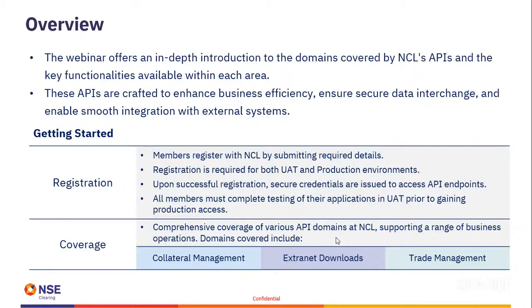In terms of the coverage, NCL has exposed APIs in different streams, wherein there is collateral management, trade management, and external downloads. These are the three streams wherein we have exposed APIs, and we'll touch upon the different kinds of APIs for each stream. Currently these are the streams on offer, and going forward we may come up with additional streams, which we'll talk about in the upcoming APIs.